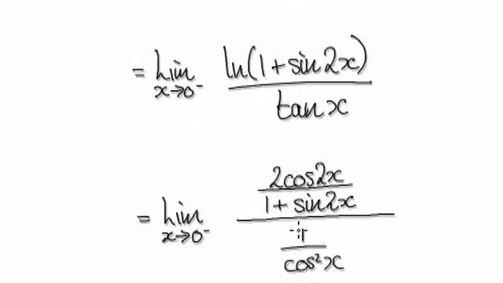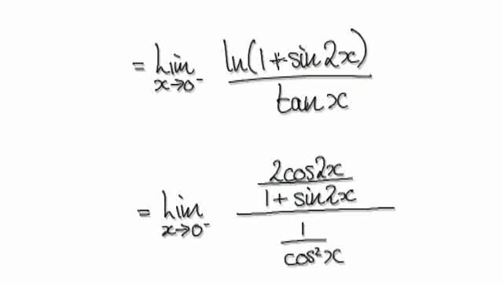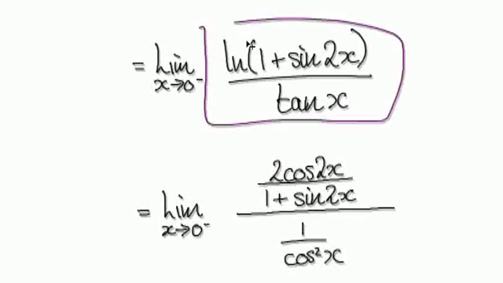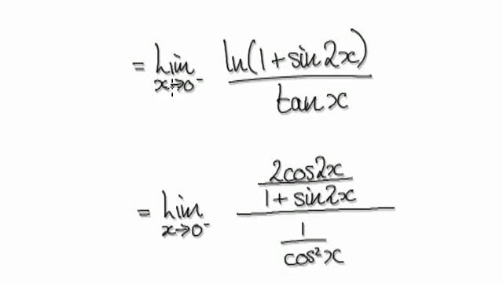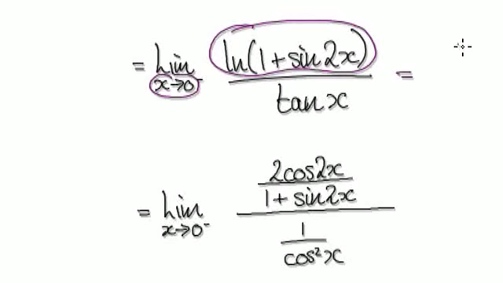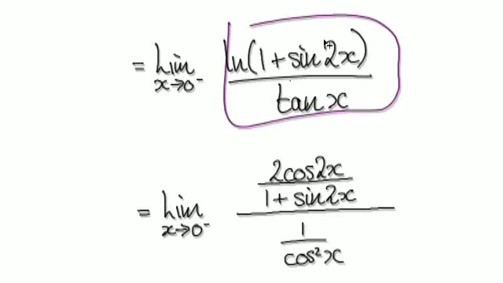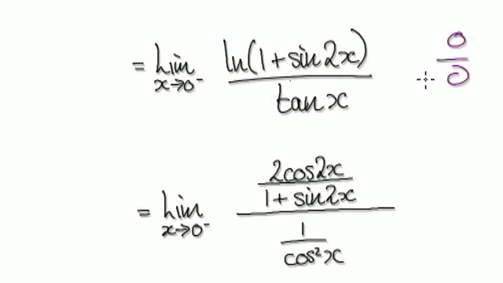So now, let me think. Now try and evaluate this now. So as x tends towards 0, this whole thing here will head towards 0, and then tan, remember, tan is also going to be heading towards 0. So as it stands, this thing here, we've got 0 over 0. So we can apply L'Hopital's rule now.